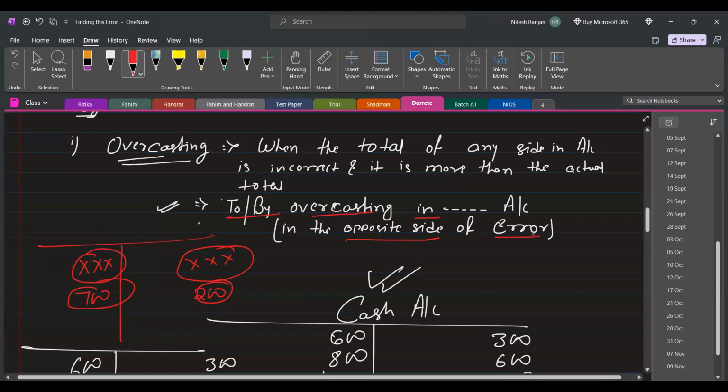Then what will you do? Overcasting in purchase account. Write it on the opposite side of purchase account. What will you write? That is the main thing, that is your answer. Please tell me that sentence. If it is overcasting, then we will deduct that money.